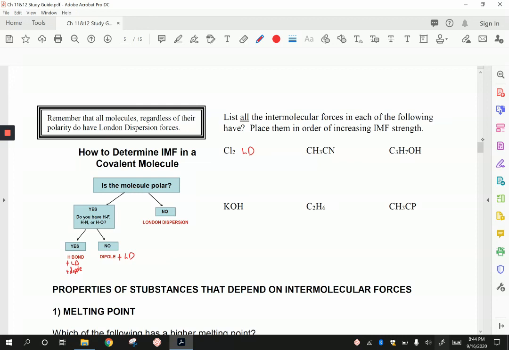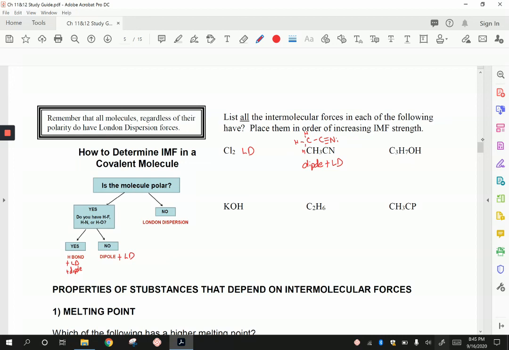Okay, CH3CN. So this looks like this. You ask yourself, is it ionic or covalent? It's covalent. Is it polar? Yes. Does it have HF, HN, or HO? No. So it has dipole and London dispersion.